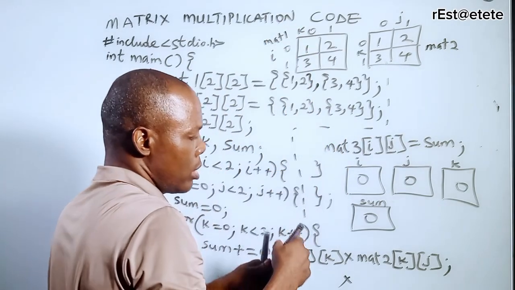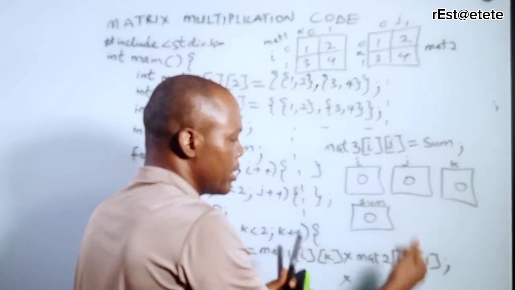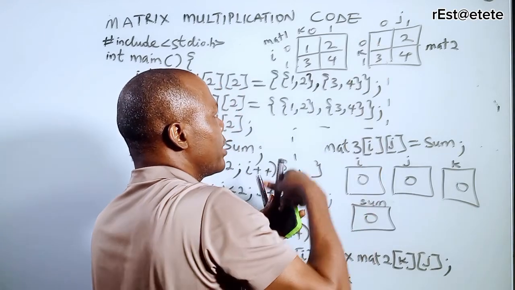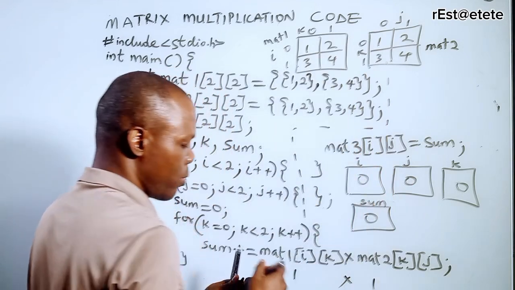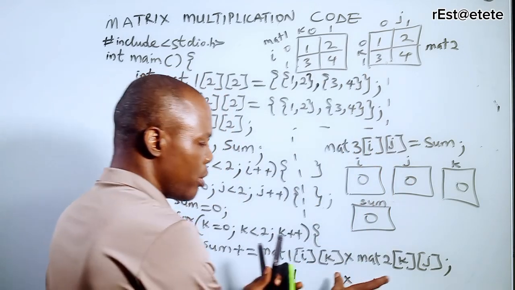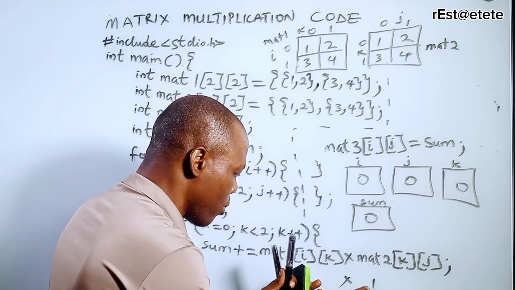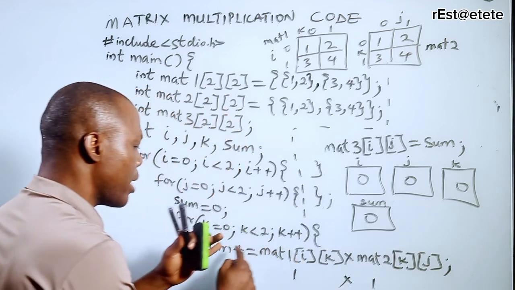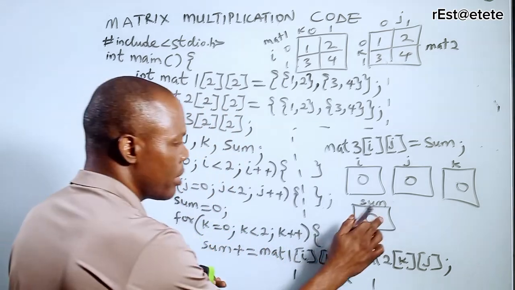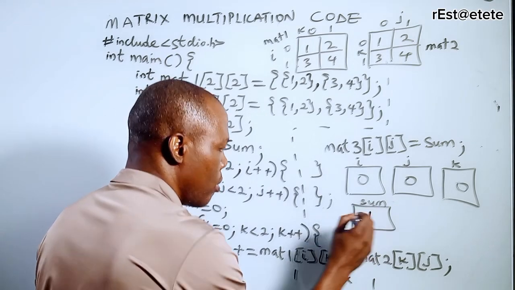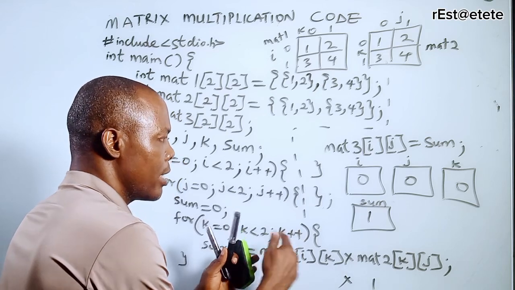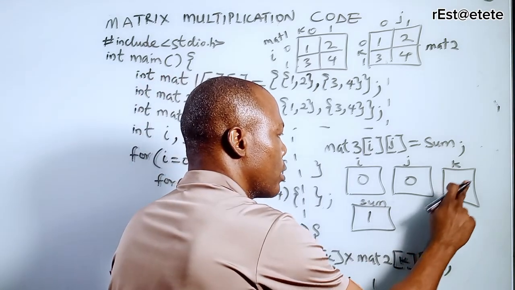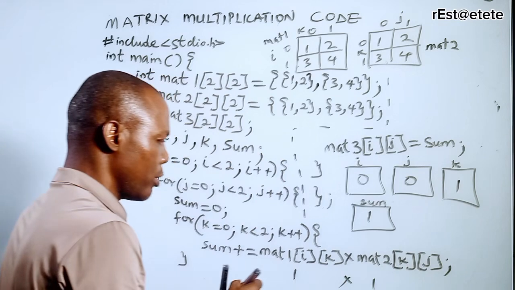So K is what? K is 0. J is 0. So that will give you times 1. When you multiply it, whatever the value is, which is 1, right? You add it to what the value of sum is. Sum will now be what? 1, right? Then you increment K to what? To 1.